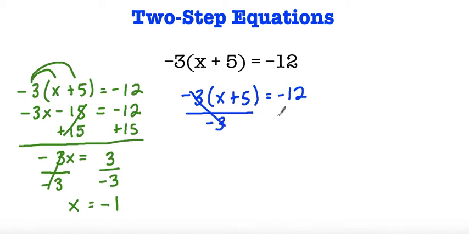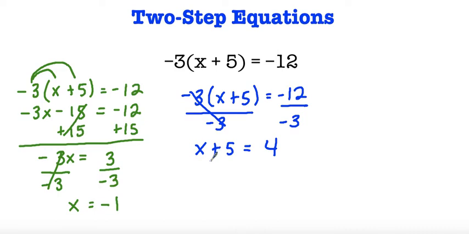Whatever we do on one side, we do on the other side. So we divide by -3 here. And if you look at our previous problem, we did end up dividing by -3, just not at the very beginning. So that's how we know it's the same thing. Then I'm left with x plus 5 is equal to -12 divided by -3, which is positive 4. Now I have x plus 5 is equal to 4.